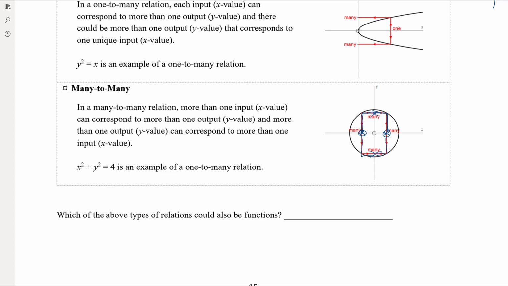There are many x values that could map to many y values. Okay, so a circle, circles are really the only example of many-to-many functions that we've looked at. So which of the following could also be functions?